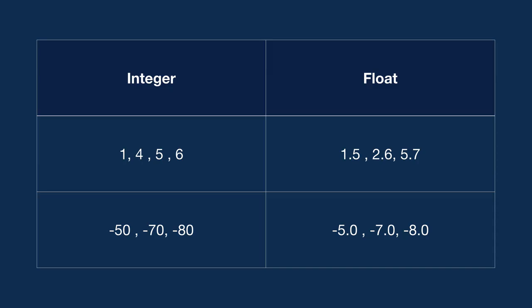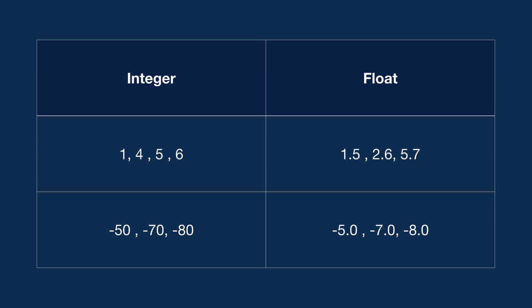In Python, we have two types of numbers, integer and float. Integers are whole numbers like 1, 4, 5, 6. Whole numbers can be either negative or positive. Here we have -50, -70, and -80. The second type of number Python provides is float.